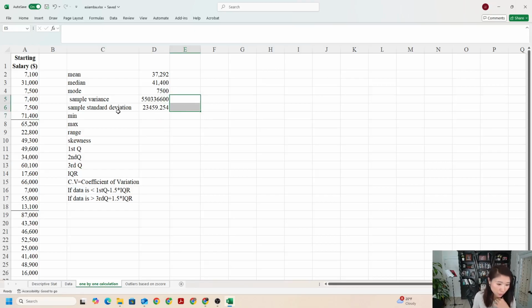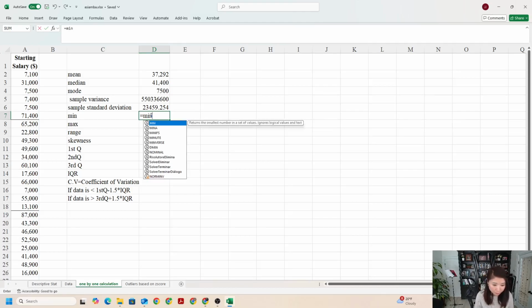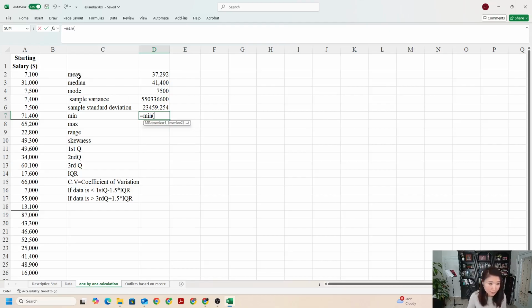So these are two ways to measure the variability of your data, or data dispersion. The other one is range. In order to calculate range, we need to know the minimum value and the maximum value. Therefore, I need to introduce these two formulas before we can calculate range. For the smallest value, which is also called the minimum, we type equal MIN, then parentheses and select the data. Close the parentheses and push enter.